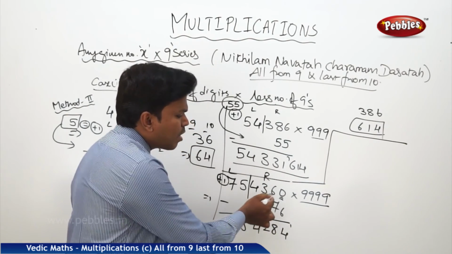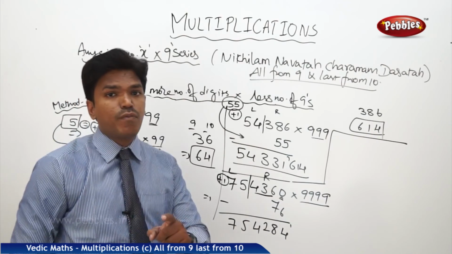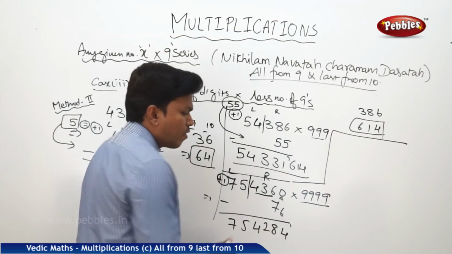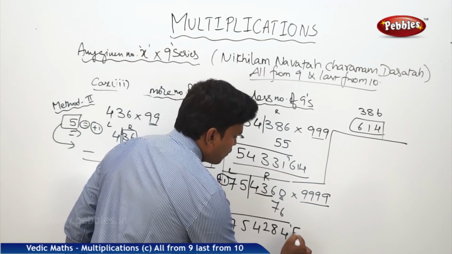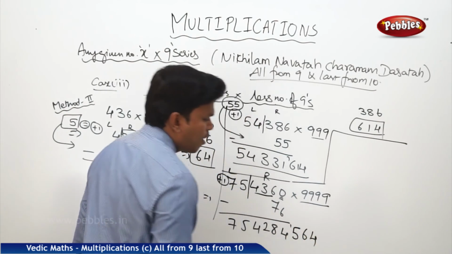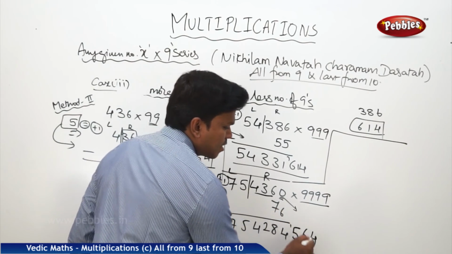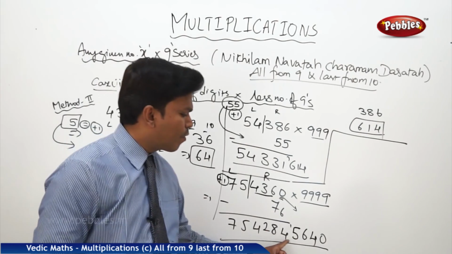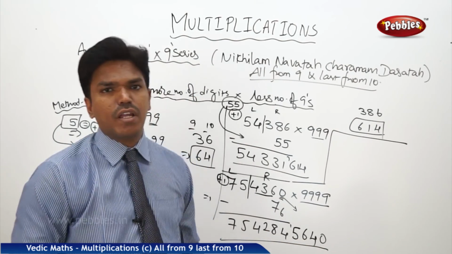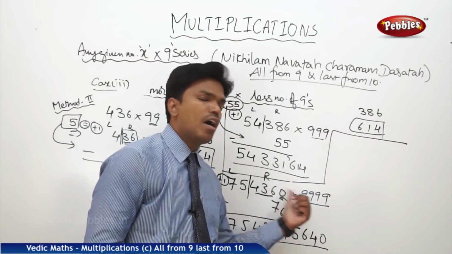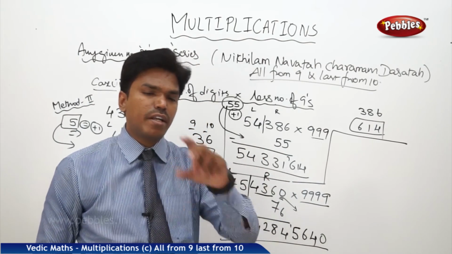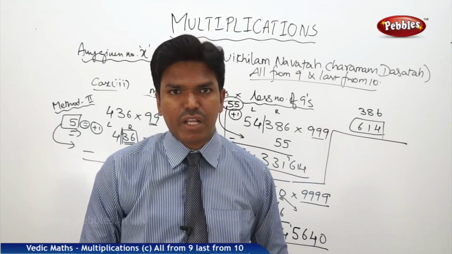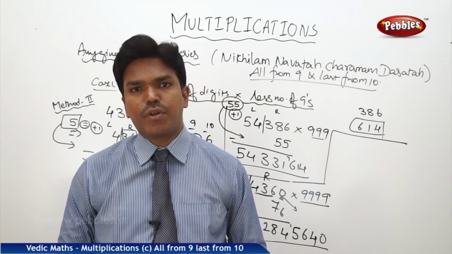Now what is the remaining number? 436. For that 436 only you need to apply all from 9 last from 10. Okay, so how much will you get? 5, 6, 4, and drop this 0 as it is. So your answer is 7542845640. If you have any doubt in this all from 9 last from 10 for the numbers ending in 0, you can go through the basics which we learnt in the case of subtraction, so that it will be very clear for you.